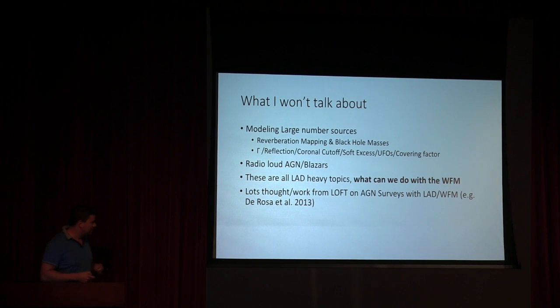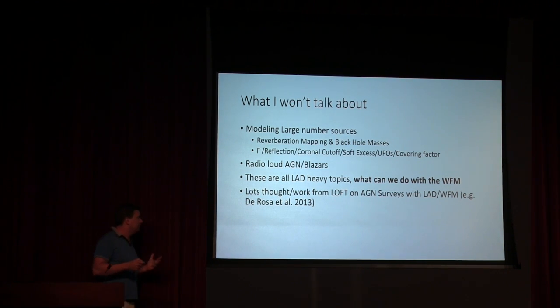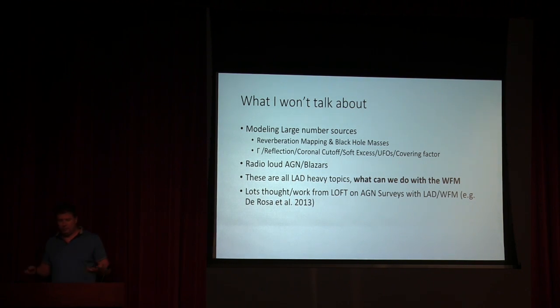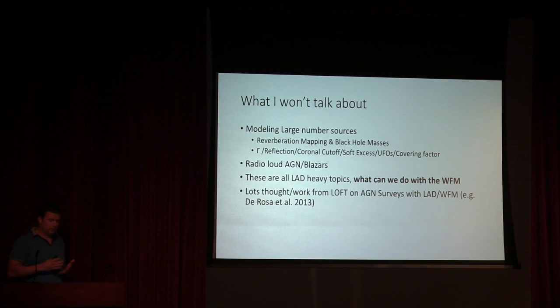So I'll start out with just what I won't talk about. There's been some really great talks about doing detailed modeling, looking at reverberation mapping, reflection, coronal cutoffs, soft excess. People haven't mentioned ultra-fast outflows, but I won't talk about that, or covering factor, and also radio loud AGN and blazars.